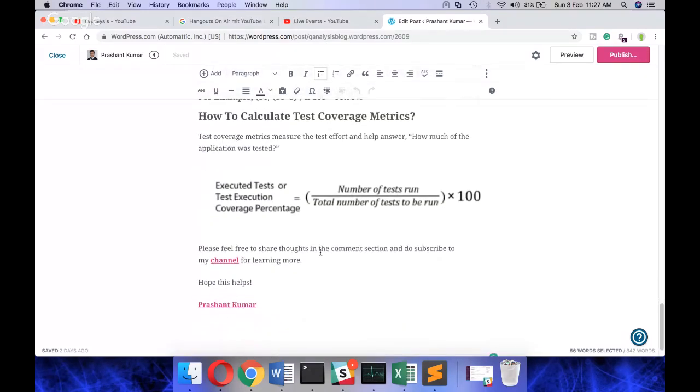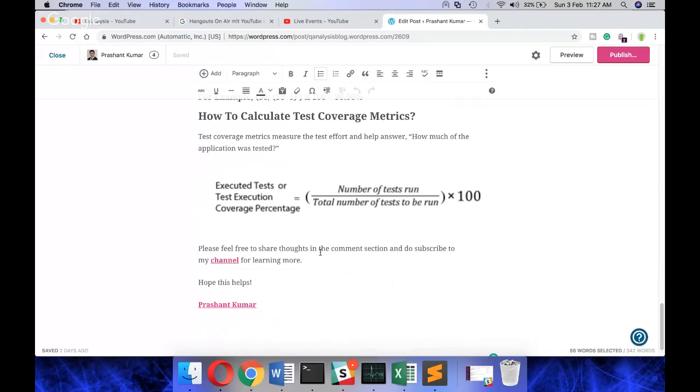Now, with this, we come to our next topic, which is our last topic for the day. That is how to calculate the test coverage matrix. Test coverage is about how much of the application was tested. If you have to answer the question of how much you have tested, how much of the application has been tested, what is the coverage, you have to come up with a test coverage matrix, and you have to come up with some data.